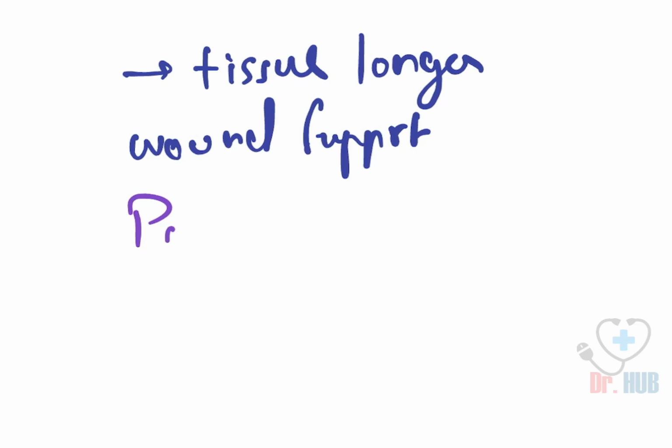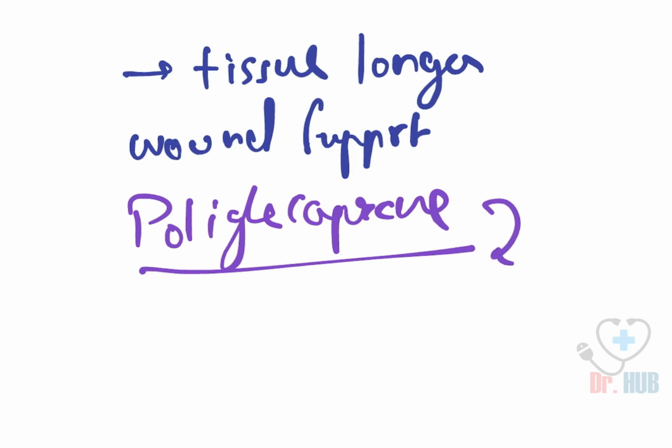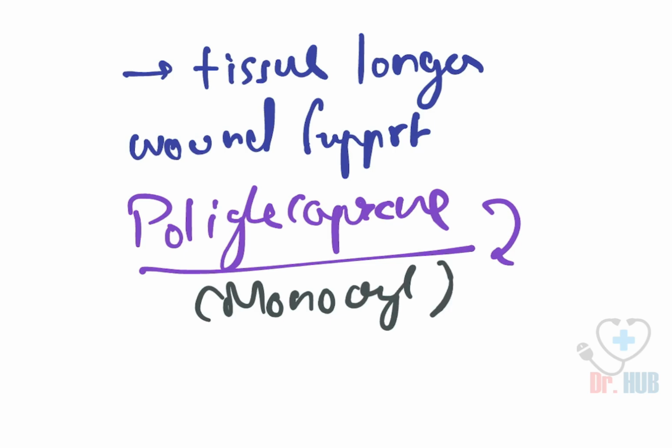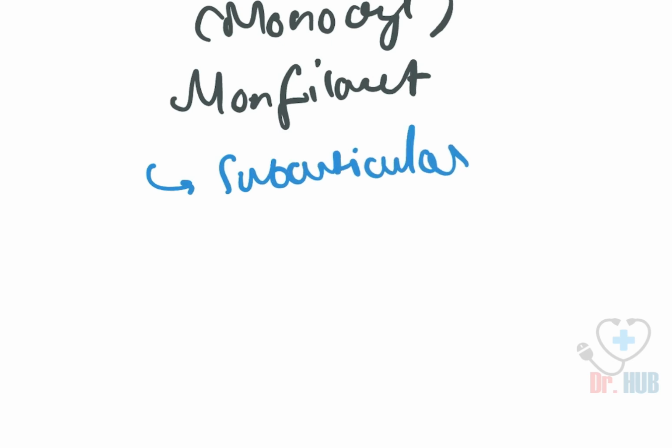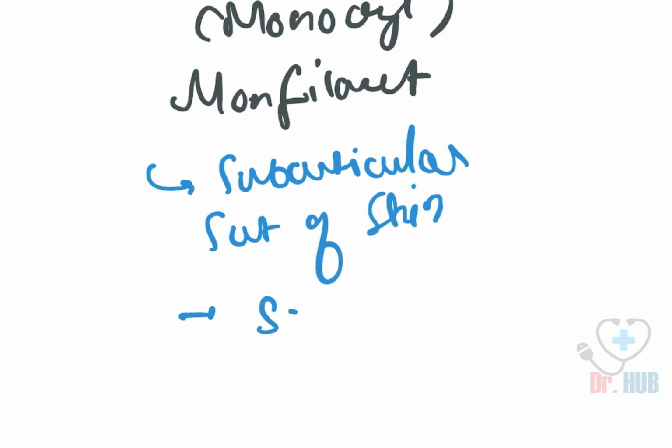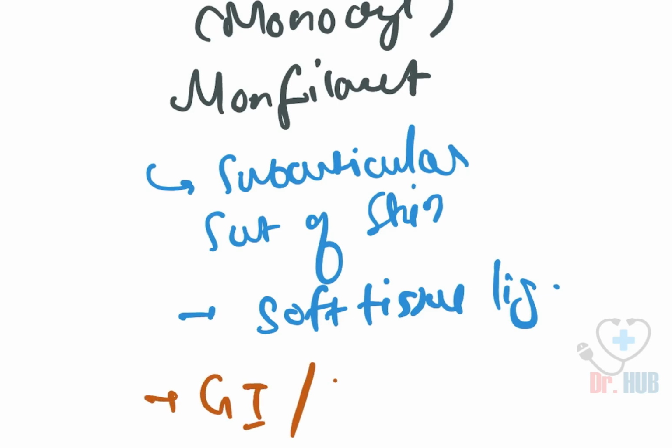Next, we move on to polyglecaprone. It is nothing but Monocryl and it is a monofilament. So what are the uses? It is used in subcuticular suturing of skin, in soft tissue ligation, as well as in gastrointestinal and muscle surgery.